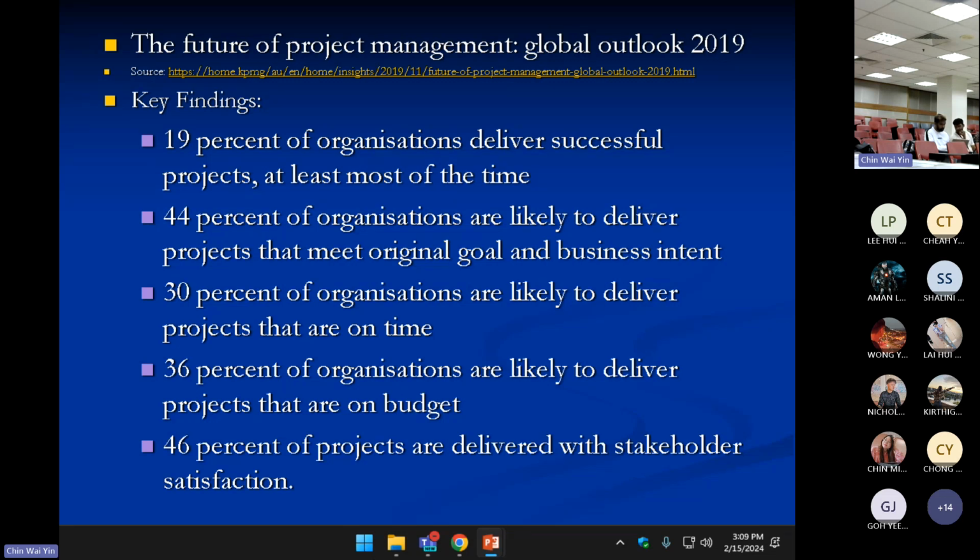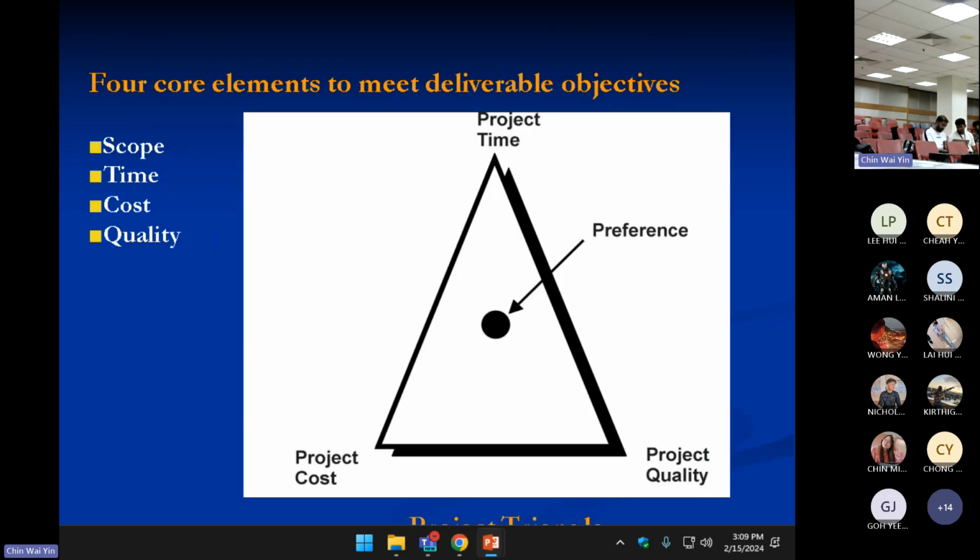So ensure that the project is delivered on time, within budget, meeting the quality expectation and objective of the intended project owner. So these are the four competing demands of a project. If you look at it, this is also known as the project triangle. A triangle has sharp edges, so at each sharp edge is a different demand.